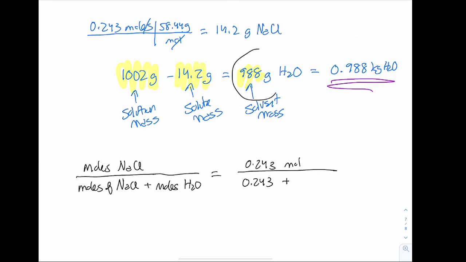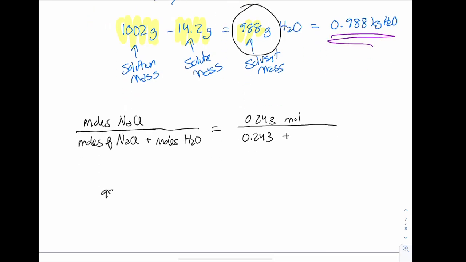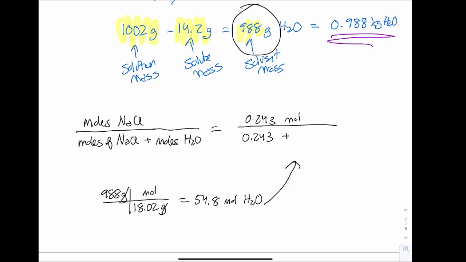I do have my mass of water. So I have 988 grams. I can divide that by the molar mass of water. So 2 hydrogens and 1 oxygen comes out to be 18.02 grams per mole. So I'm just converting between my mass and moles using the molar mass, which hopefully you guys are pretty good at by now. And I get 54.8 moles of water.